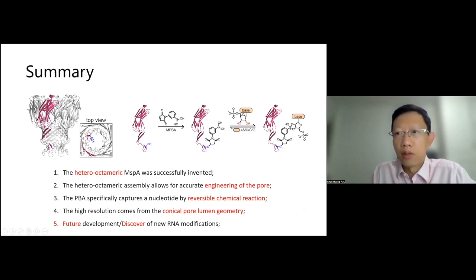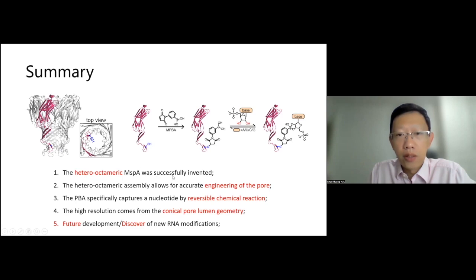I don't know whether you know that MspA was actually the first nanopore that successfully achieved nanopore sequencing of DNA. It was not CsgG, which came later. MspA has a very high resolution because of its conical shape. So although I can't sequence RNA using this pore at this moment, future development may enable that.